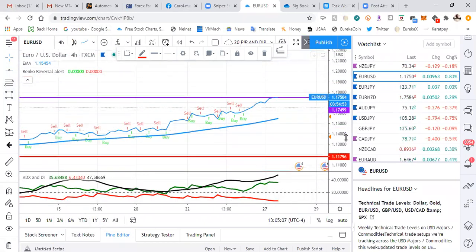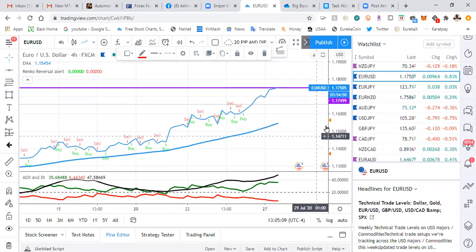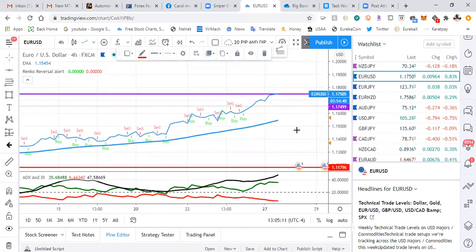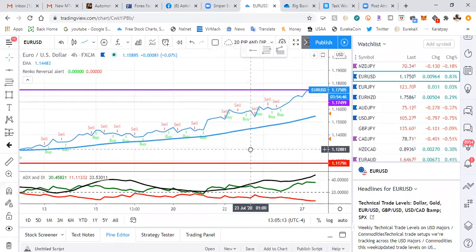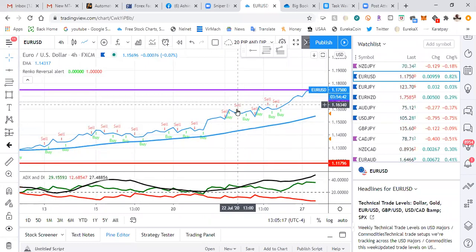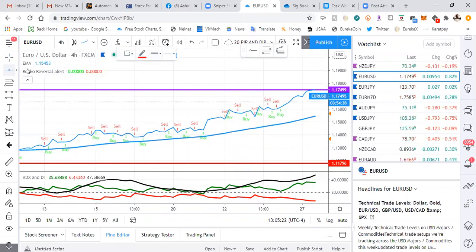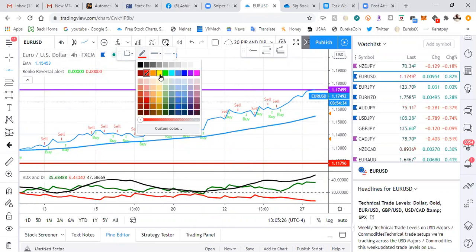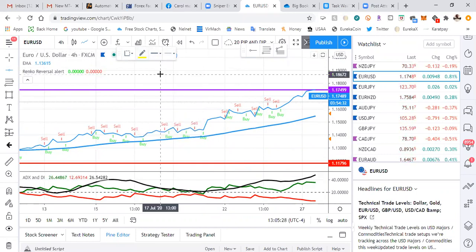Open up. It's a little bit too much. All right, push over some. Now, when I mark these areas, another thing with our lines: on a daily, we do red. On the 4 hour, we do yellow. And on the 1 hour, we do green, like a bus stop.